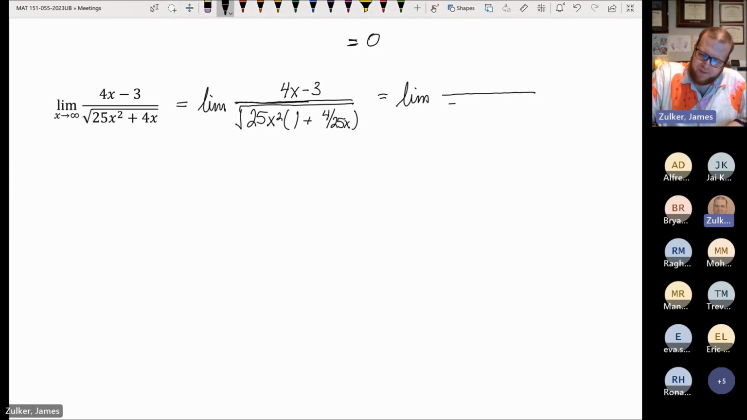So the square root of 25 is 5. What is the square root of x squared? X. Okay. How do I want to do that? I think it'd probably be easier to do it this way.